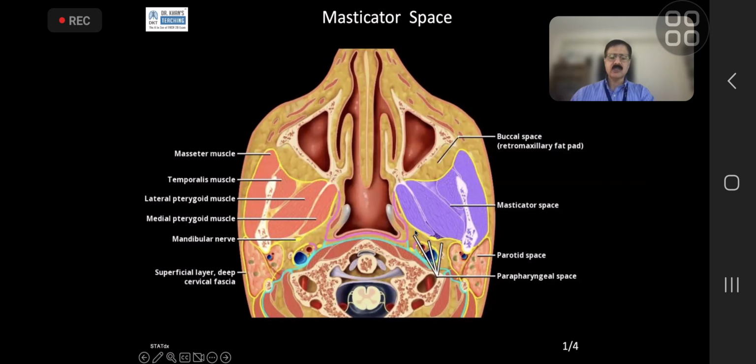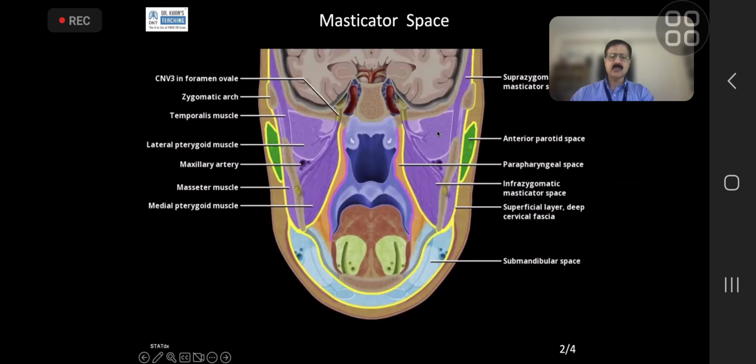This is the masticator space once again. Now, this diagram tells you everything. This is the masticator space, the purple space. It touches the base of the skull. This foramen here is an exam foramen. This is the foramen ovale. Next to this is the Meckel's cave. The cavernous sinus is sitting here.